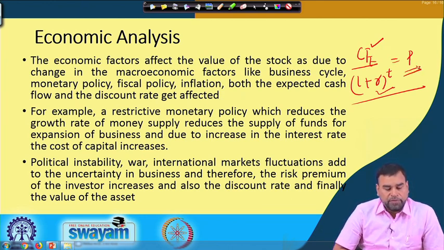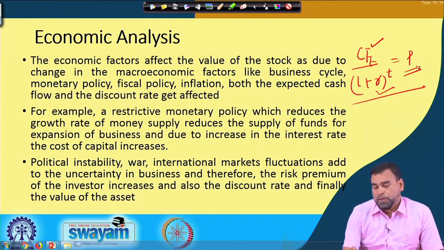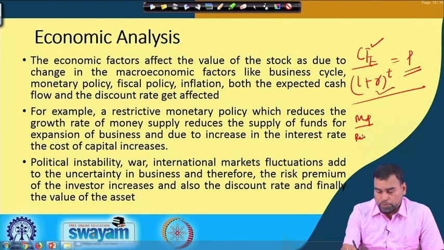You see, the economic factors affect the value of the stock or the value of any asset due to changes in macroeconomic factors like business cycle, monetary policy, fiscal policy, inflation. Both the expected cash flow and the discount rate get affected. Just now I was telling you how it is done. For example, let there be a change in the monetary policy. What has RBI done? RBI increased the repo rate.